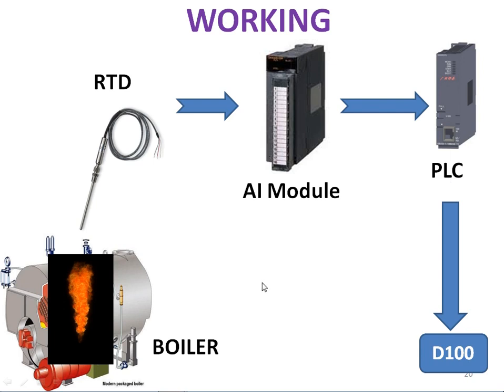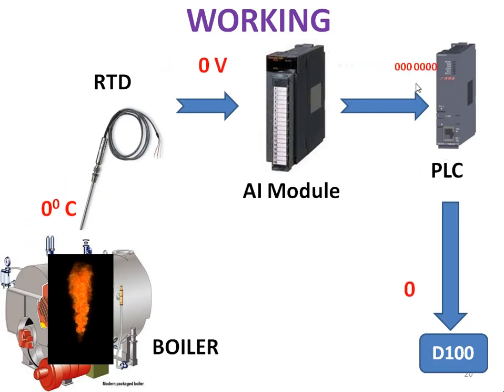Now, suppose the temperature is 0 degrees Celsius, then your RTD will produce an equivalent analog value. So if it is 0 degrees Celsius, it will produce 0 volt. This 0 volt signal is given to the analog input module. Your analog input module converts the analog signal into a digital value. Now it is producing 16-bit digital values. So the equivalent 16-bit value for 0 volt will be 0000000000000000. This value will be stored in the PLC or controller.